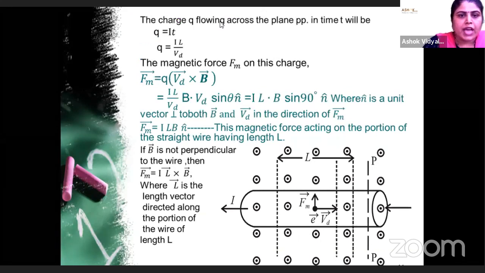Again, if the charge q flows across the plane PP, then in time t, q is equal to It. That is the basic formula of current, charge per time. Therefore q is equal to I times t, where t is L divided by Vd, that is distance divided by velocity.